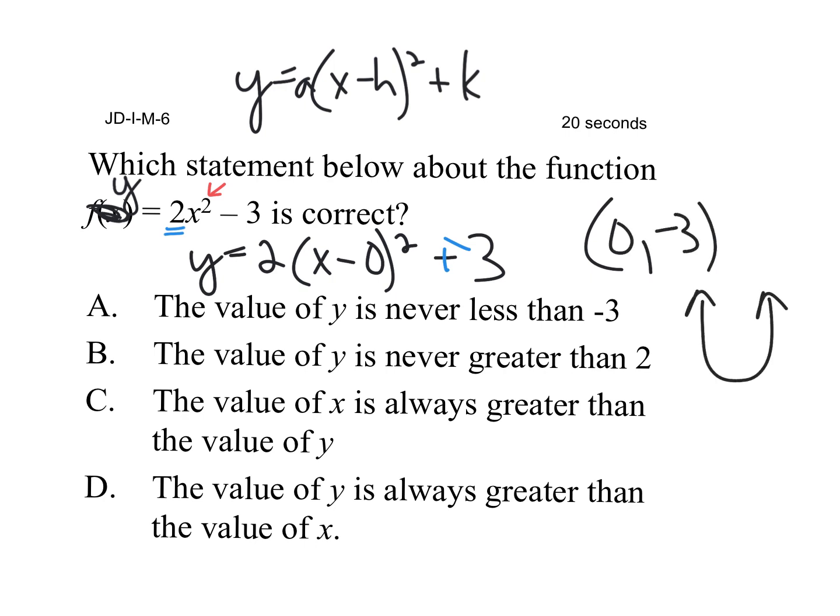So if we're at 0, negative 3, and it opens up, that tells me that the value of y is never less than negative 3. So it would be answer choice A. B doesn't make sense because that would be for a parabola that opens down.